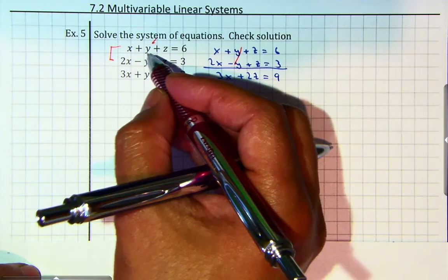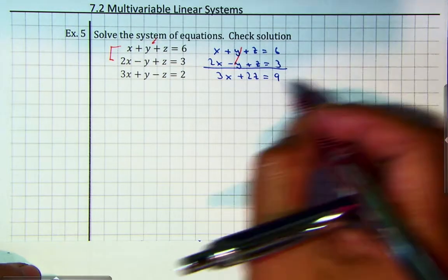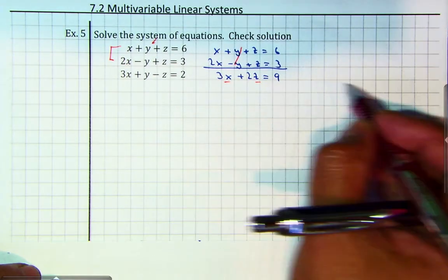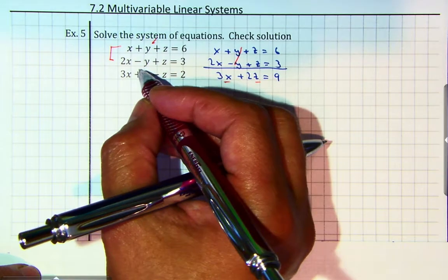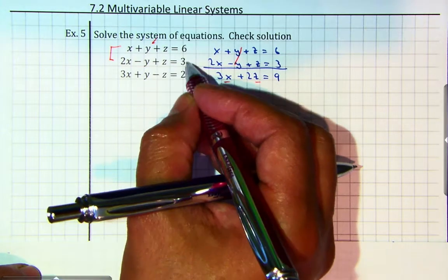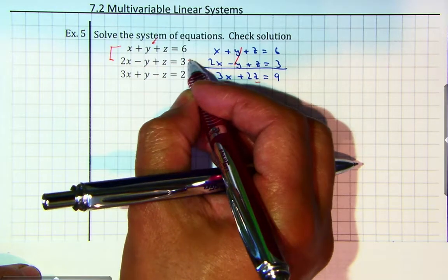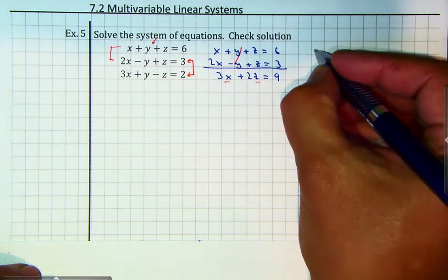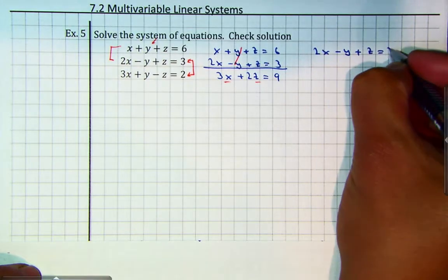Since I canceled the y's the first time, I need to cancel the y's once again. So that way I end up with x and z on my second equation. So I'm going to select either my first one and the last one, or the second one and the last one. I'm going to select the second one and the third one. So therefore I have 2x minus y. Automatically they cancel out, so I don't need to multiply by anything.